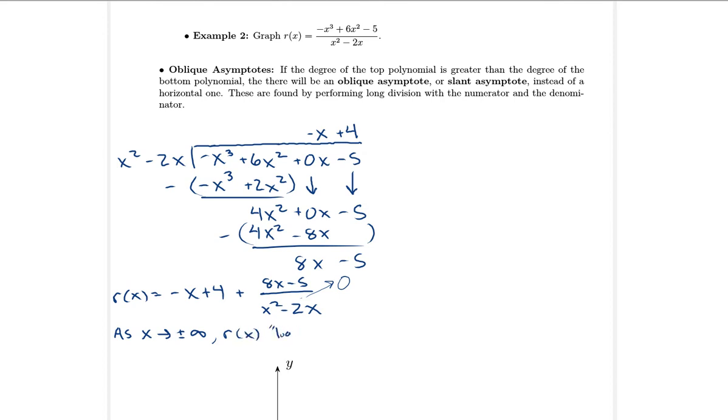Then what we say is r of x looks like this part right here that's just left over. It looks like y equals negative x plus 4. Okay, so what is happening here is that this answer, this quotient that we got, is taking the place of our horizontal asymptote. Because it has a variable in it, though, it's not horizontal. It's what we'd call a slant asymptote, or sometimes you hear it referred to as an oblique asymptote.